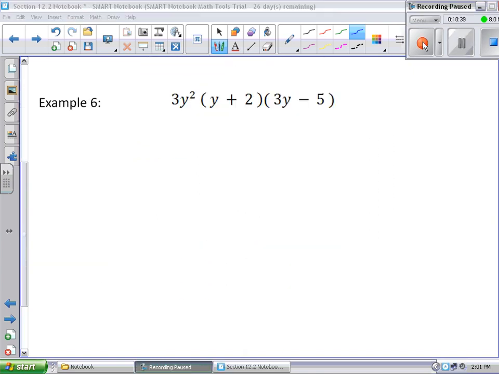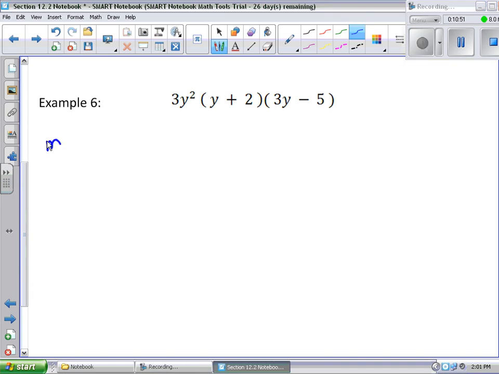Example 6. Now I have a monomial to multiply by two binomials, and I think it would be a good idea to do the binomials first. Multiply the two binomials first. It's a little easier to do it this way, and it's an important concept for college algebra. When you get to multiplying two imaginaries together, it would be complex numbers together. You need to do the two binomials first, so we'll get in that habit.